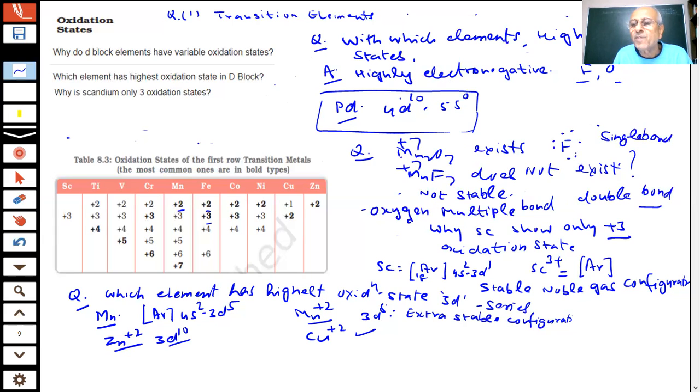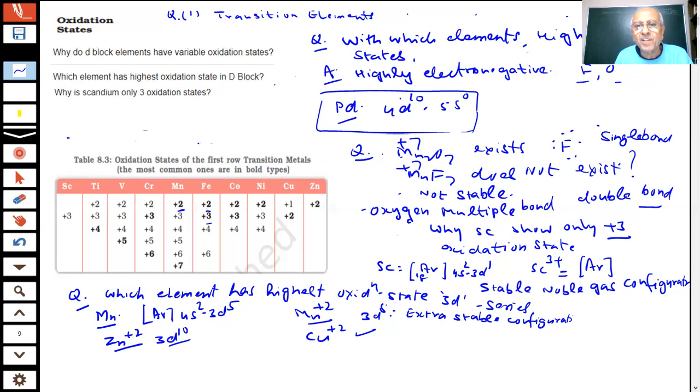So you will need 7 fluorine. There will be a huge amount of crowding. Very difficult. But in this case, it is Mn2O7, and the oxygen can form multiple bonds. Therefore, there will be a lesser number of oxygen with manganese, student. Mn2O7.